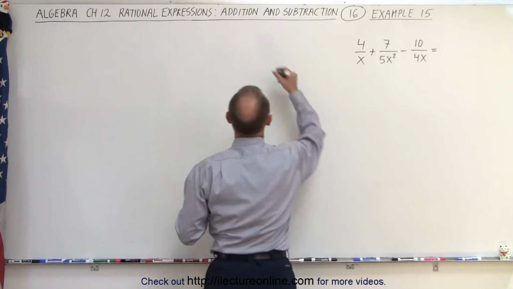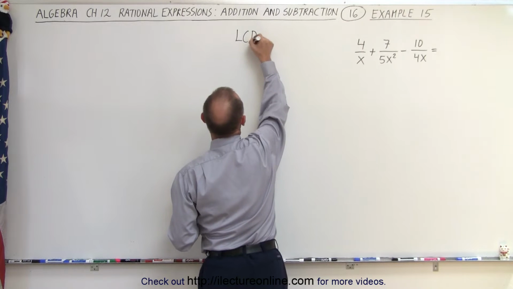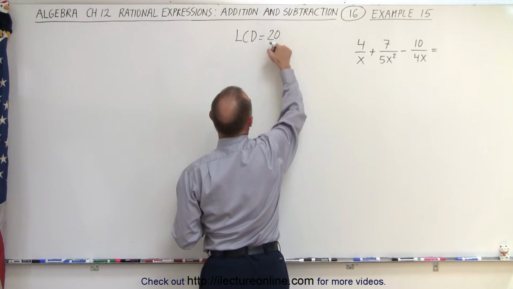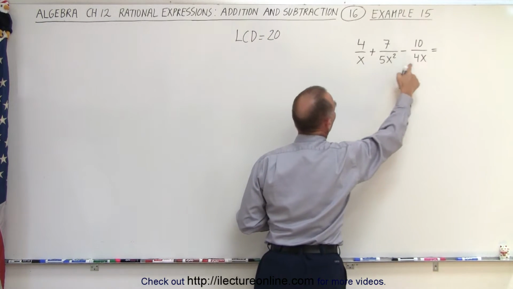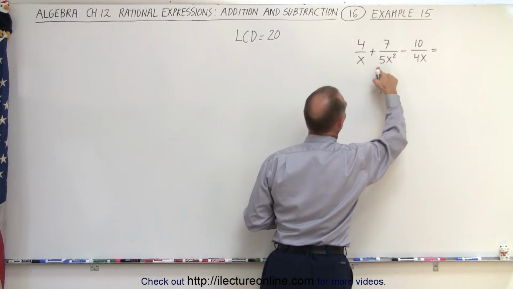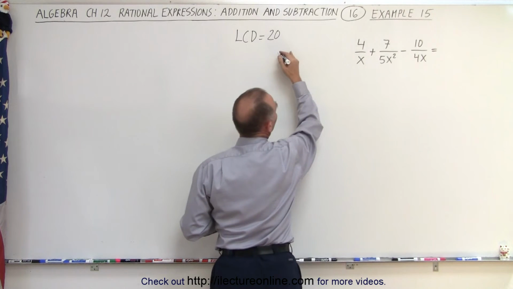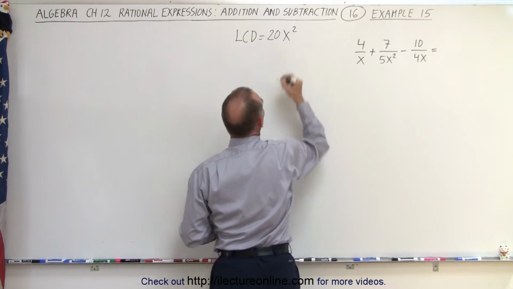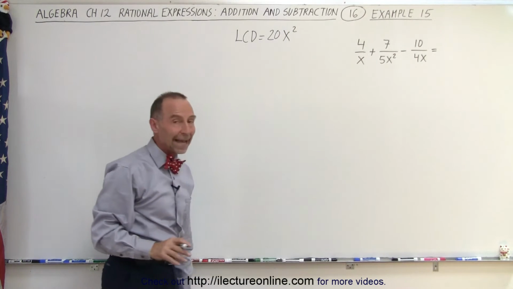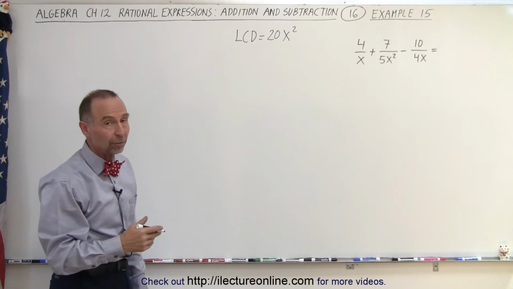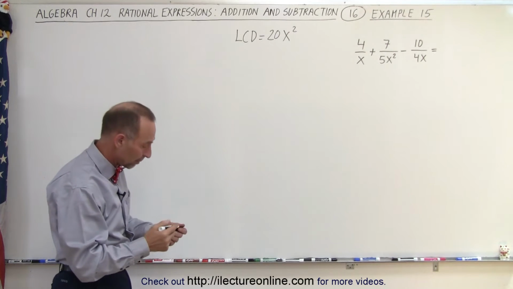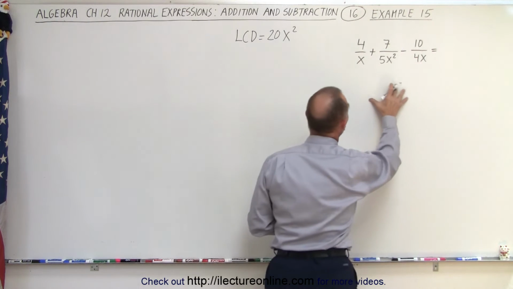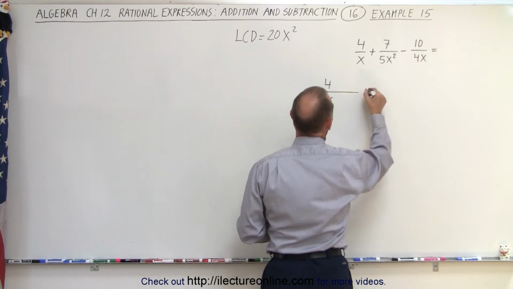So the LCD here is equal to 20 because that's the lowest common multiple for 4 and 5. And then we need an x squared. So the LCD in this case is 20x squared, which means we need to do something to all three denominators to make them common. So let's rewrite this with a little bit more room.